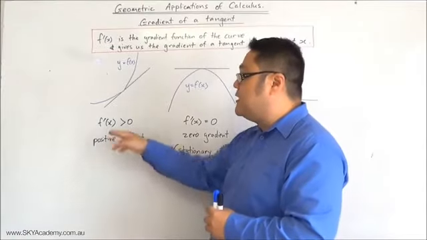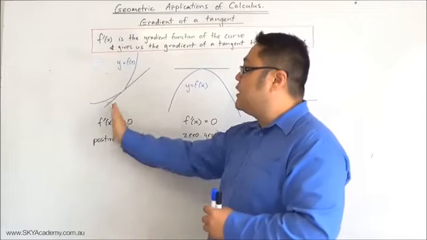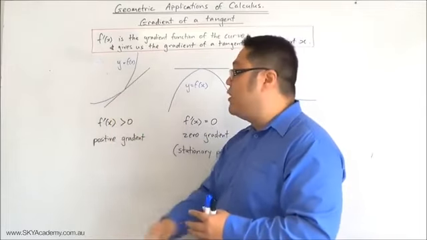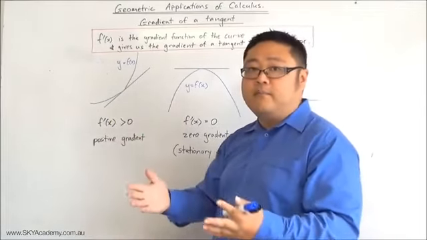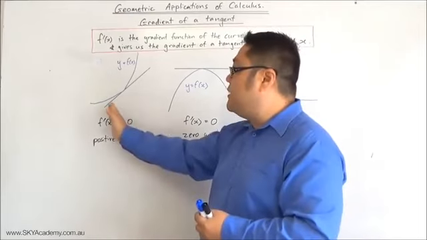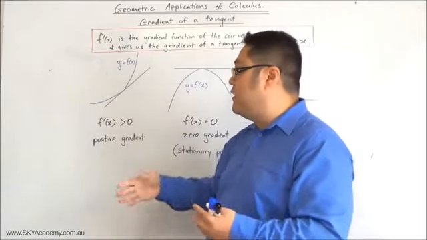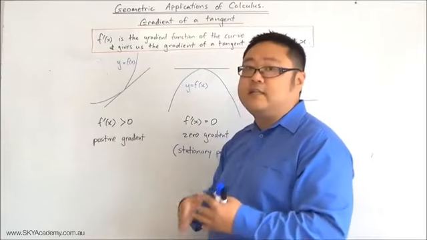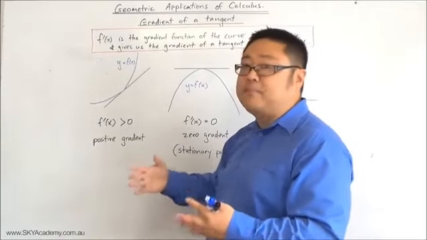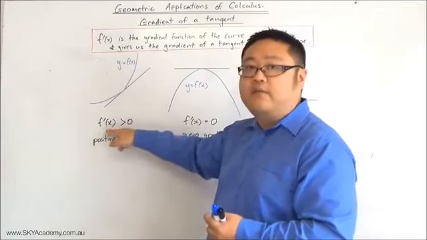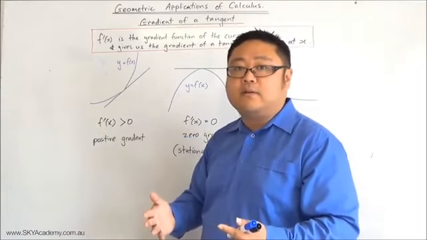In this particular case, our gradient is sloping this way, and as we all know from junior maths, a gradient that slopes this way is positive. All right, so our gradient in this case is positive. So what we would expect is that our first derivative will also be greater than 0, positive.